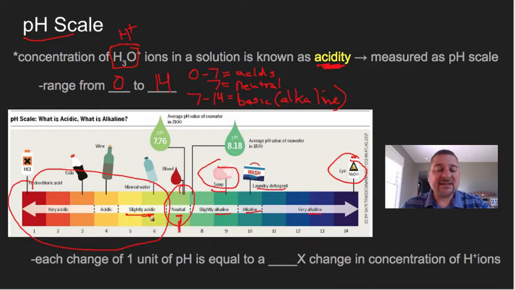Whereas acids, we see a lot of things that we eat and drink over here that are acidic. Acids tend to taste sour, like lemon juice. Citric acid is an acid.